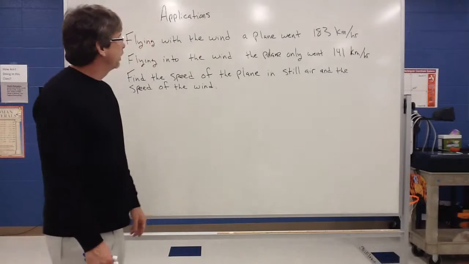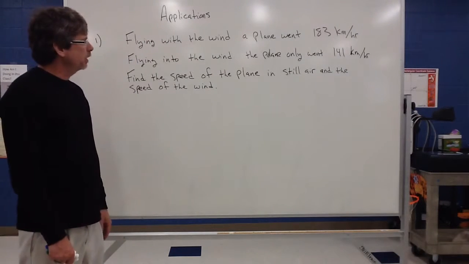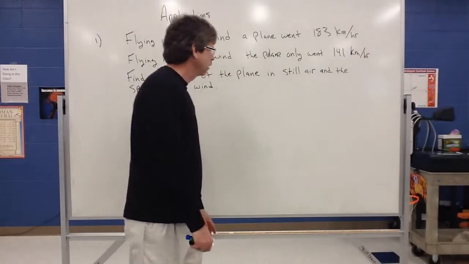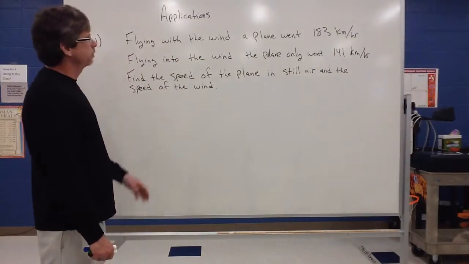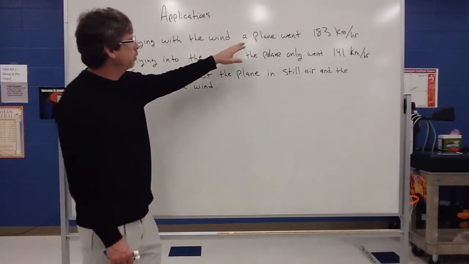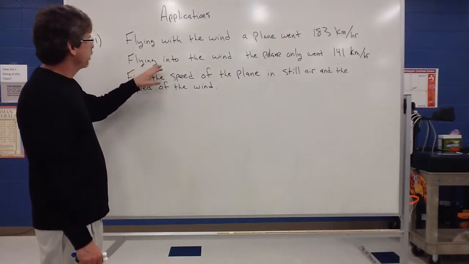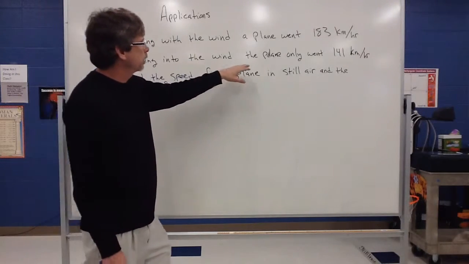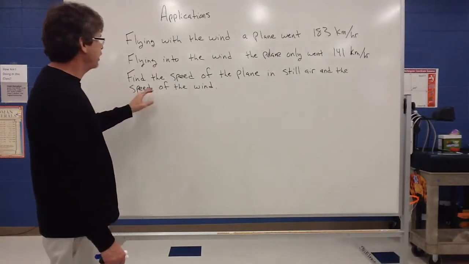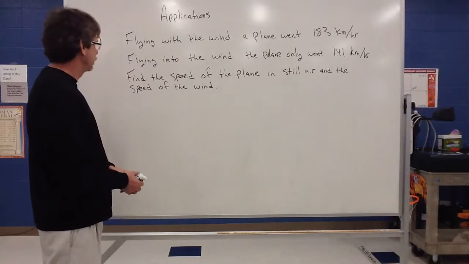We're going to try to do an application. Let's see if we can see how this could fit into what we've been doing. So let's just look at this problem for what it is. Flying with the wind, a plane went 183 kilometers per hour. Flying into the wind, the plane only went 141 kilometers per hour. Find the speed of the plane in still air and find the speed of the wind.